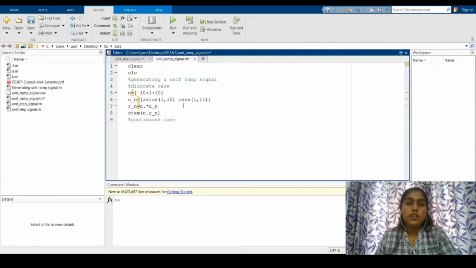Now, another important thing that I'd like to say is that these two lines, that n is equal to minus 10 to 1, and the line that you give for u of n, are not to be printed in the output. So you don't need it as your output. You can just give a semicolon there so that it doesn't come out as your output. You don't even need this also as your output. We just need the graph. So now if you give stem n comma r of n, you get the graph.